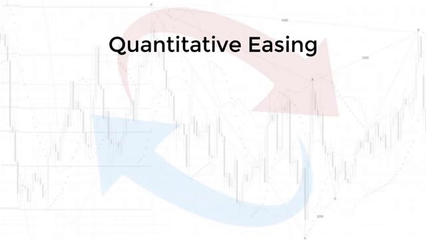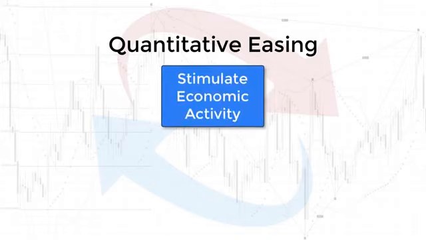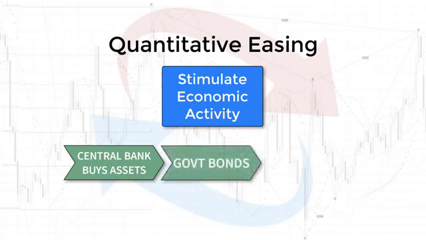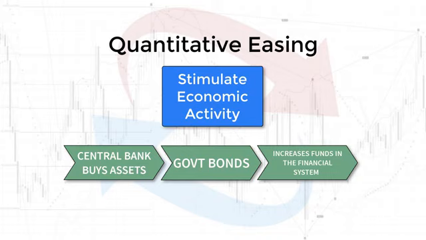If lowering interest rates are no longer an option for a central bank, quantitative easing, also known as QE, may be employed. QE is aimed at stimulating economic activity, such as increasing consumer spending. The central bank buys assets, usually government bonds, with money it has printed, or more accurately, created electronically. It then uses this money to buy bonds from investors such as banks or pension funds. This increases the overall amount of usable funds in the financial system.